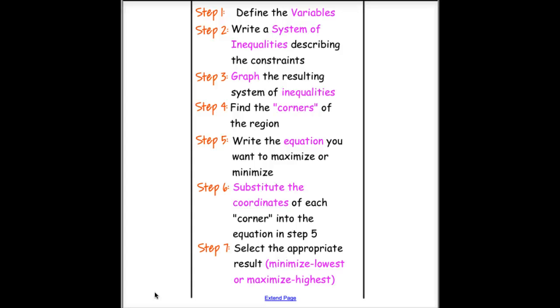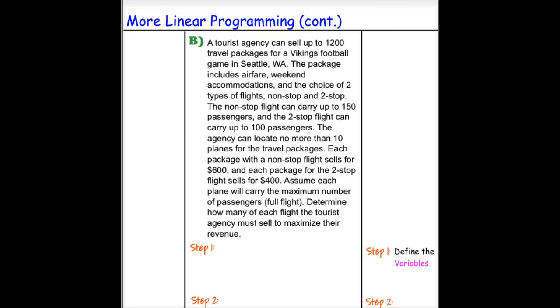We're going to have a couple videos here going through one example that, like I said, they're not difficult problems, they're just a little more involved. So our problem we have here is this. We have a tourist agency. They can sell up to 1,200 travel packages for a Vikings football game in Seattle, Washington.